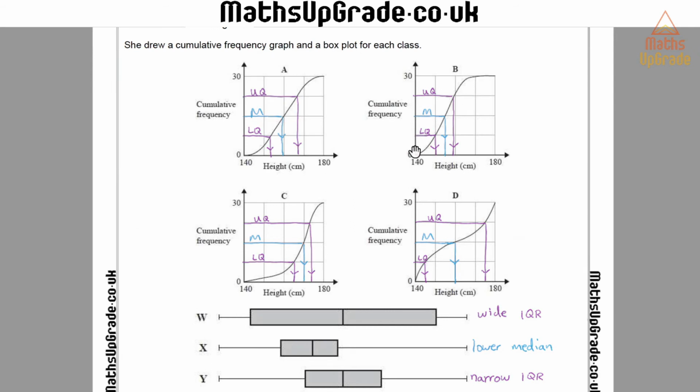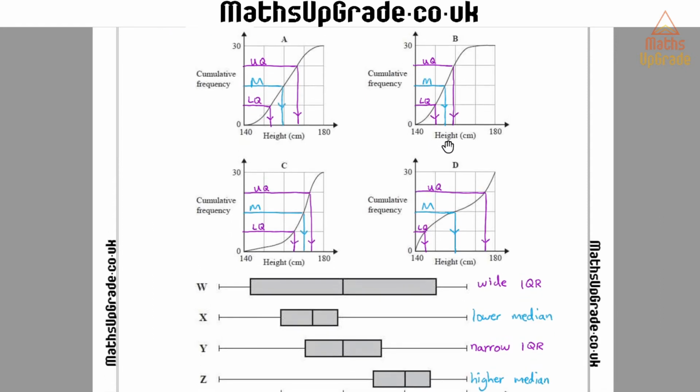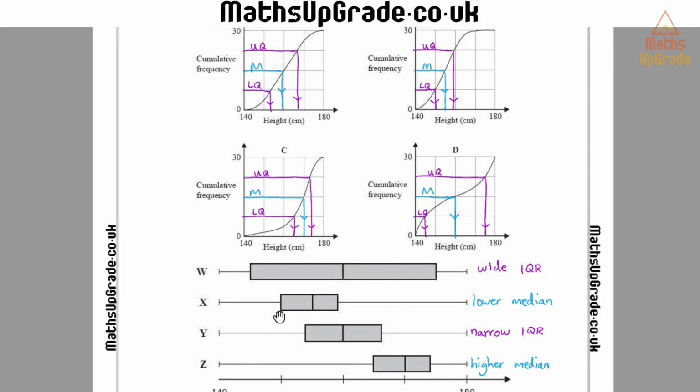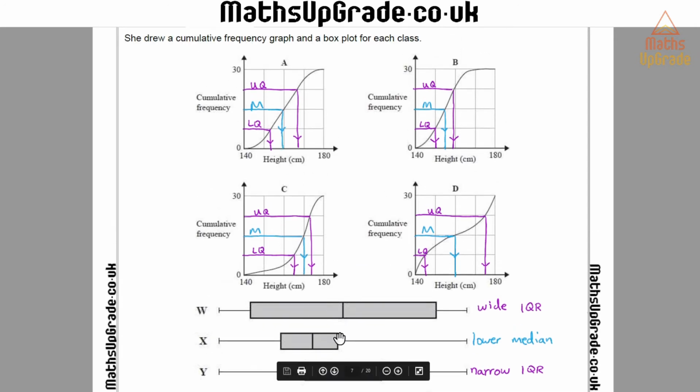Let's look at graph B. For graph B, the median is quite low, and the lower and upper quartiles are quite close together, and they're also quite low. So graph B would match with box plot X. It's got a lower median than A, so you can see it's further to the left, and you can see the lower and upper quartile are closer together than they were for A as well. So that's box plot X.